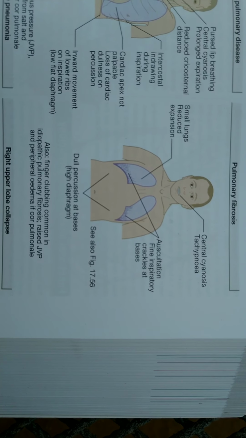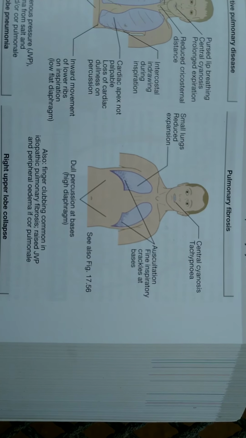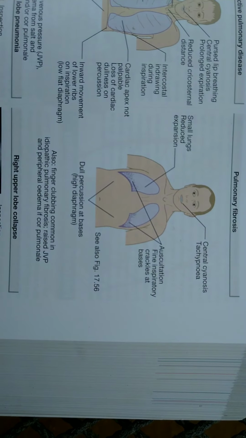A picture of pulmonary fibrosis: small lungs, reduced expansion, central cyanosis, tachypnea. Auscultation: fine inspiratory crackles at the base, dull percussion at the base, high diaphragm.